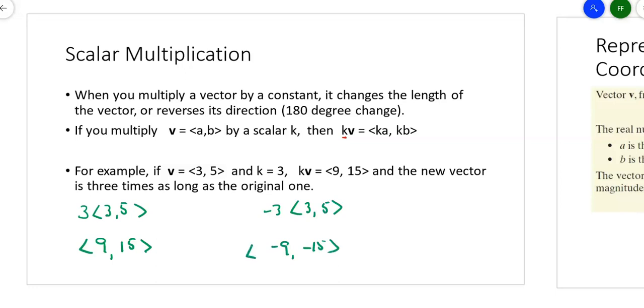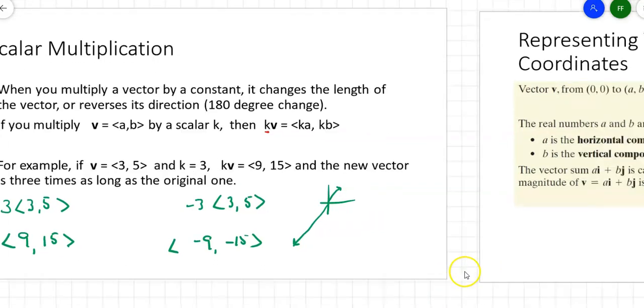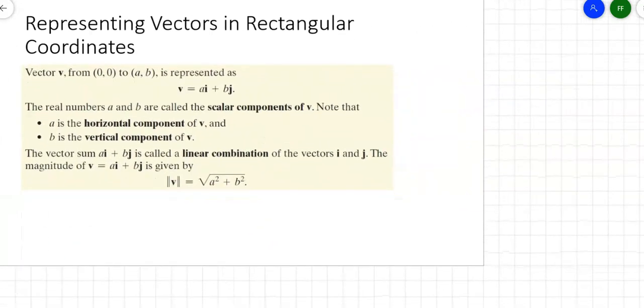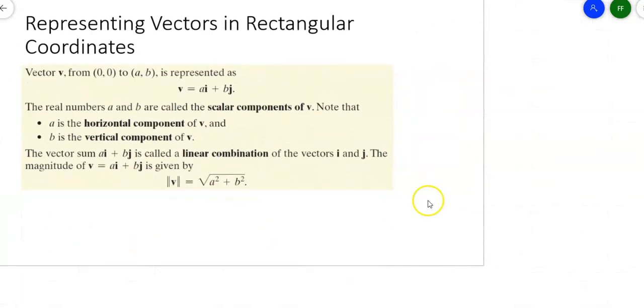So instead of a vector that went over 3 up 5 like this, I would end up with a vector that went 9 to the left and 15 down. It would be a vector 3 times as long, but now it goes that way. So if you multiply by a negative, it changes the direction. It flips it 180 degrees. If you multiply by something that's less than 1, it makes the vector shorter. Bigger than 1 makes it bigger. Less than 1 makes it shorter.